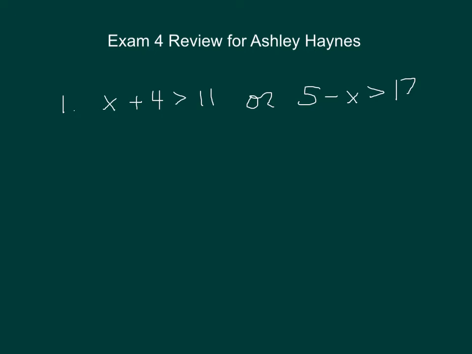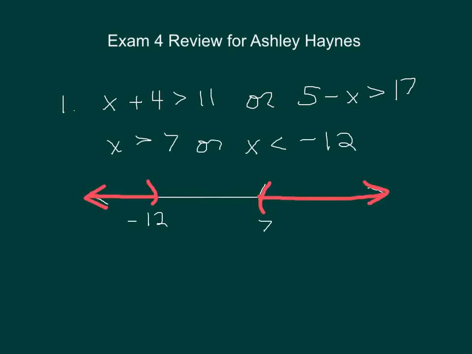This is problem number 2 in your exam, and you actually did the manipulations right, so I'm just going to run to the part where you made a mistake. You found that x is greater than 7 or x is less than negative 12, and you plotted it correctly. And your mistake was that you wrote the interval like this, but that's the interval where there is no solution, which is right in here. So that is incorrect.